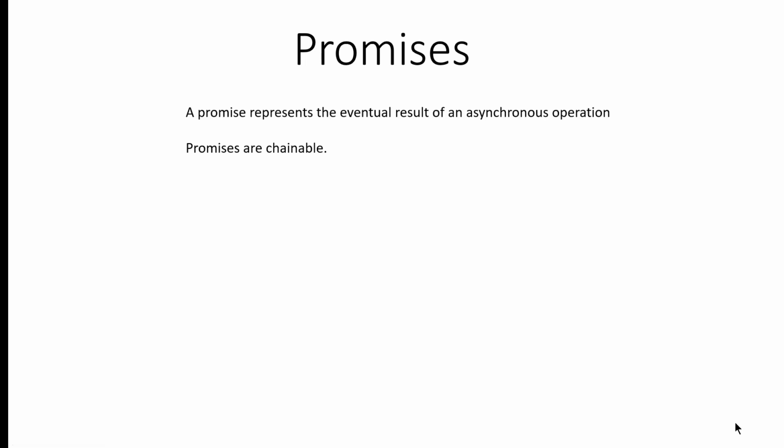A promise represents the eventual result of an asynchronous operation. And promises are chainable. There are 3 states that a promise can be in. It can either be pending, meaning it's still happening, the result hasn't happened. It can be resolved, that a result has been found. Or it can be rejected, that we have some sort of an error. So while a promise is pending, it could move to either resolved or rejected. Once resolved or rejected, it cannot move to any other state.